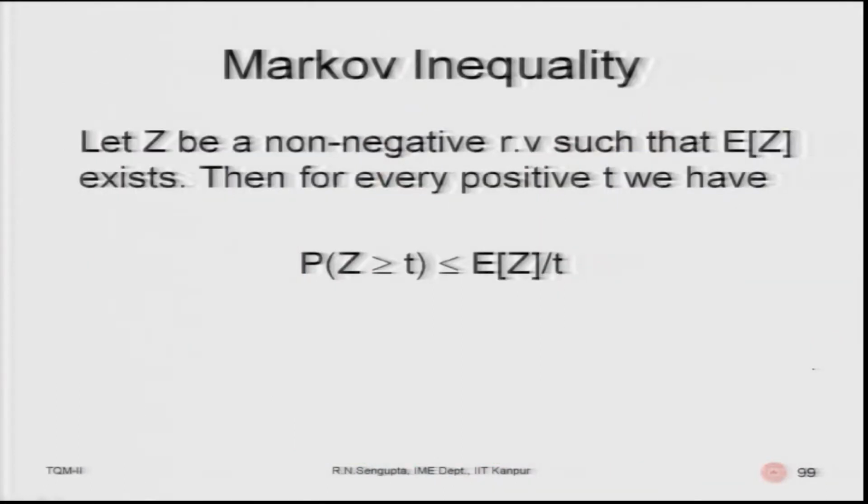So, Markov's inequality. Let Z be a non-negative random variable such that the expected value of Z exists. It does not say anything about the variance, it does not say anything about the type of distribution. Then for every positive t, the probability of Z being greater than that fixed value of t is less than or equal to the expected value of Z divided by t, and these inequalities are utilized for different cases.